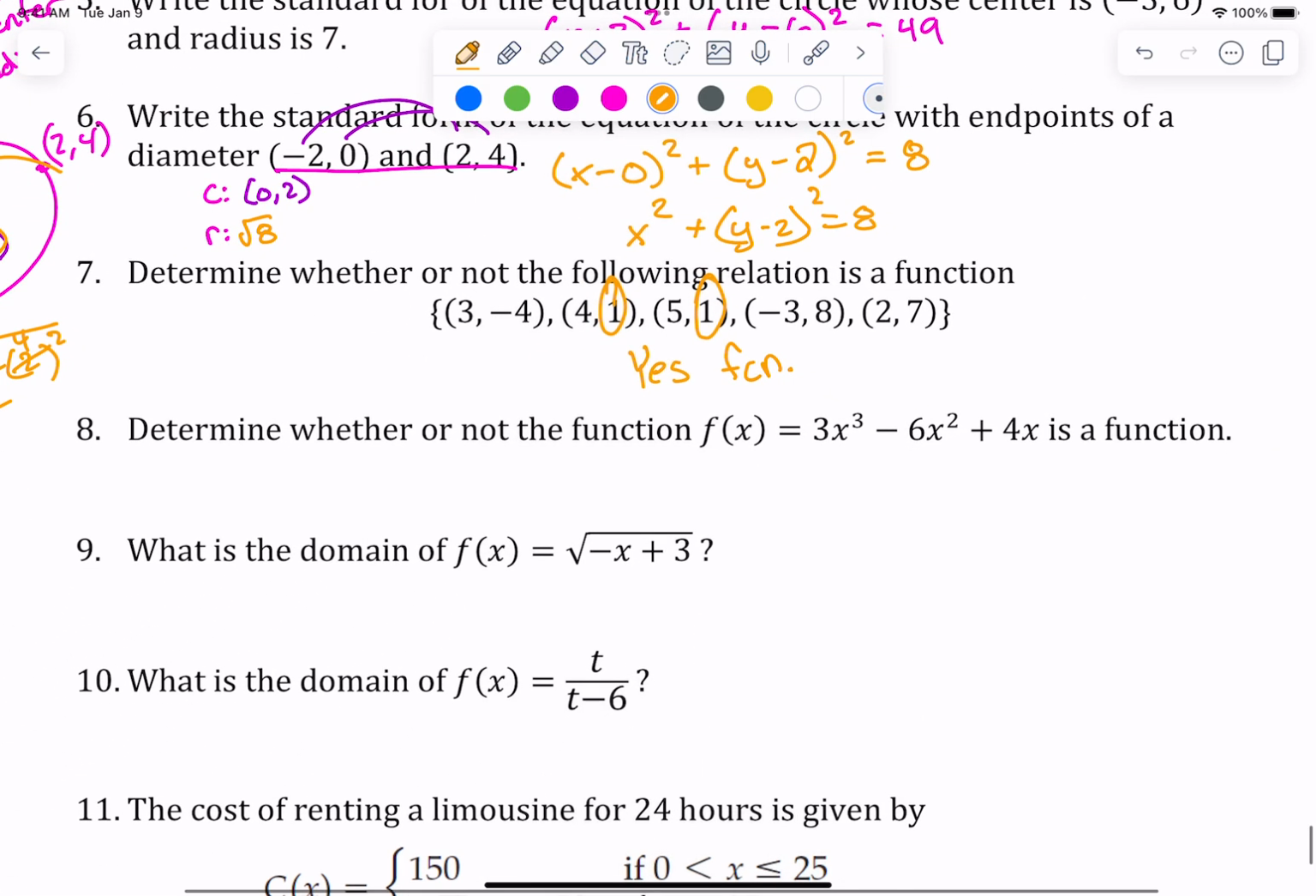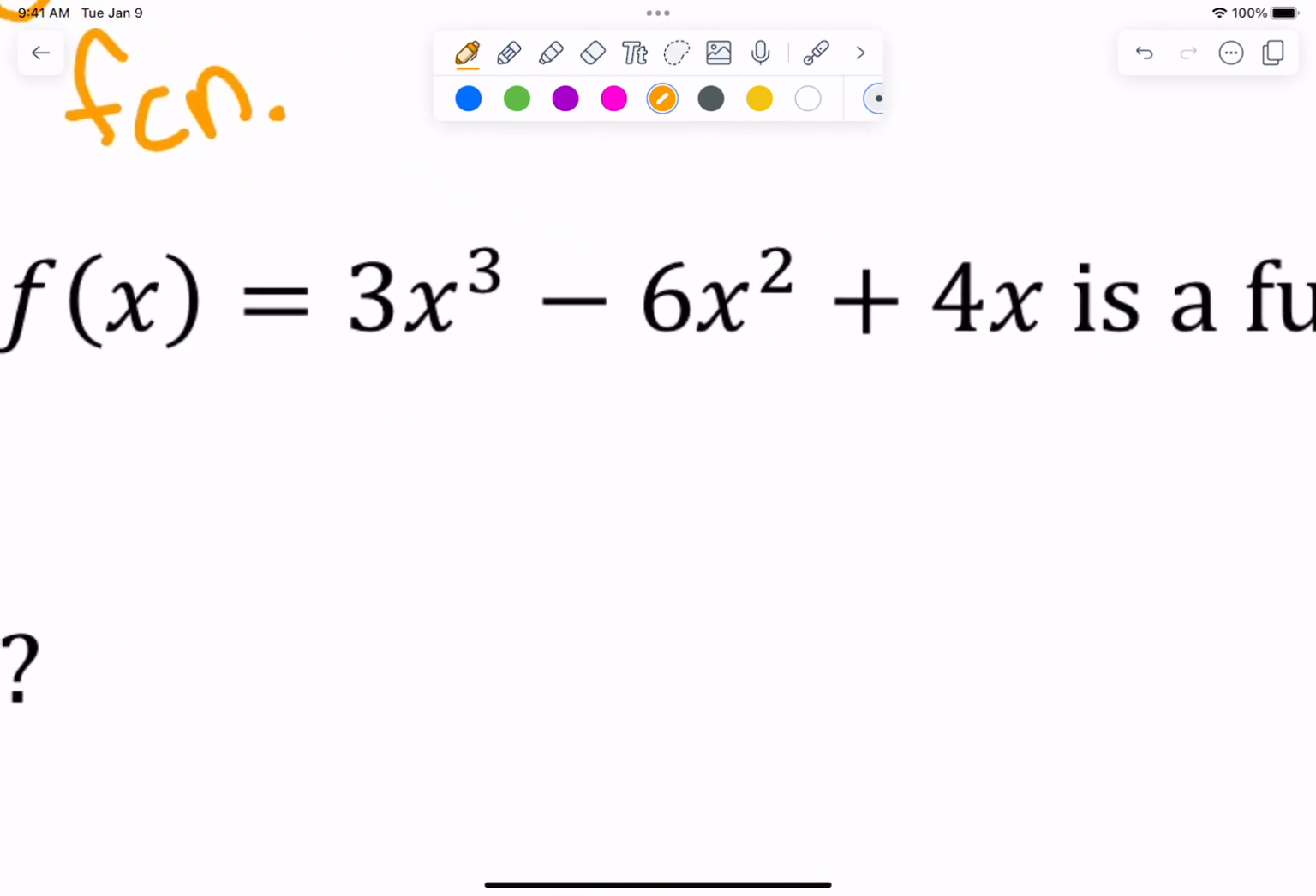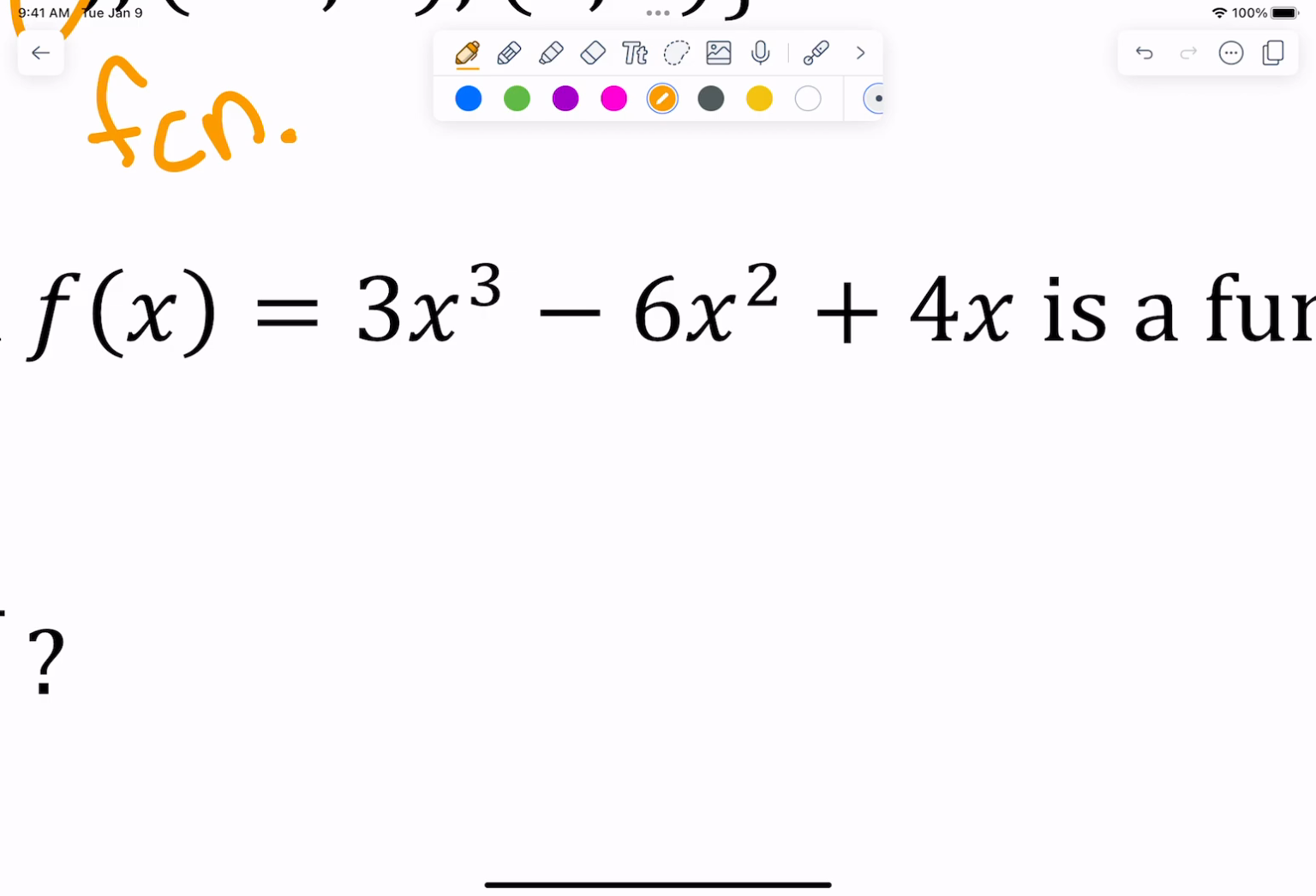Got it? Okay, now number 8. Determine whether or not this is a function. How do I do that? Well, we probably should put it into our graphing calculator. I mean, you can, but you don't necessarily have to. What's its parent function? If I strip all the other numbers and just have the highest power, its parent function is y equals x cubed.